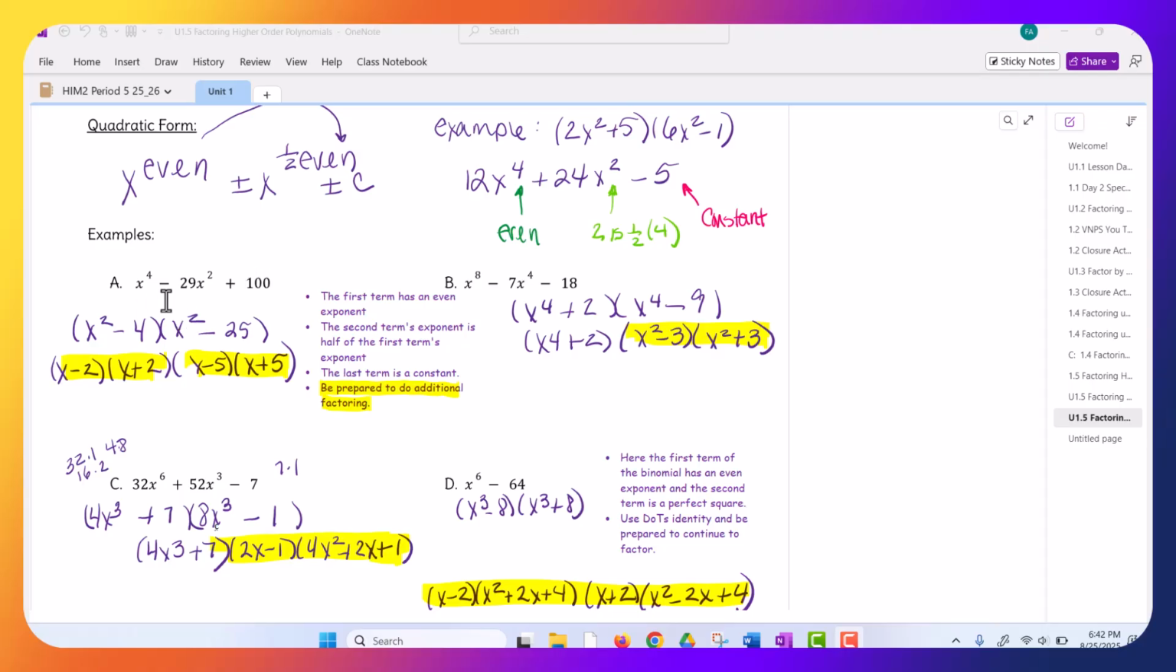And so we're going to break this up. Same rules apply. This is a plus sign, so both of these operators are the same, and we look to that middle term to figure out what they are. But instead of writing an x and an x, we're writing an x squared and an x squared. And now we need factors of 100 that add to 29. Well, that would be 25 and 4.